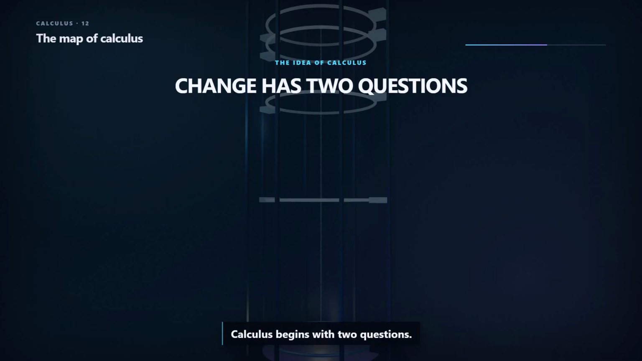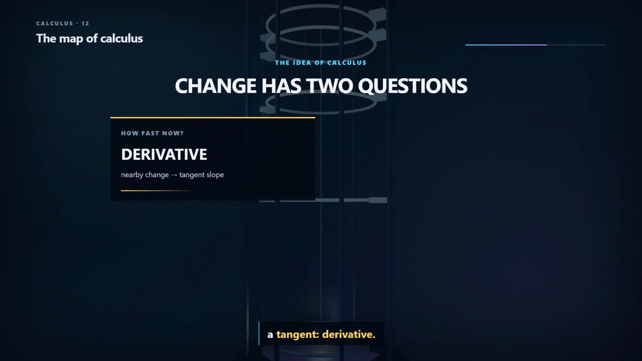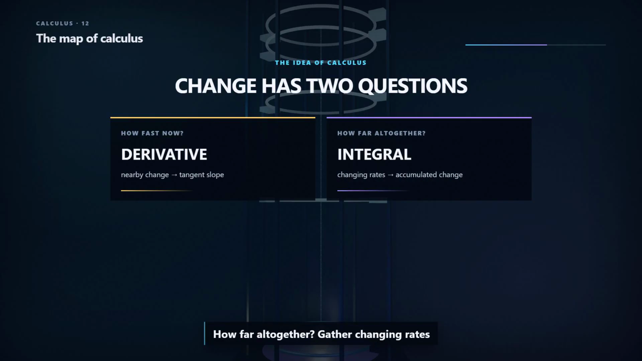Calculus begins with two questions. How fast now? Follow nearby change toward a tangent, derivative. How far altogether? Gather changing rates across time, integral. One extracts a rate, the other rebuilds change. Next, we will learn to calculate both. For now, remember the map: slope locally, accumulation globally.